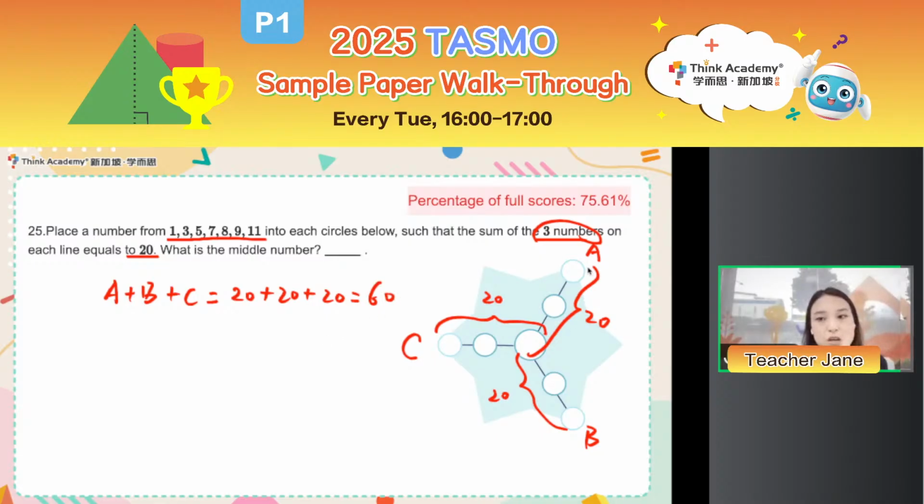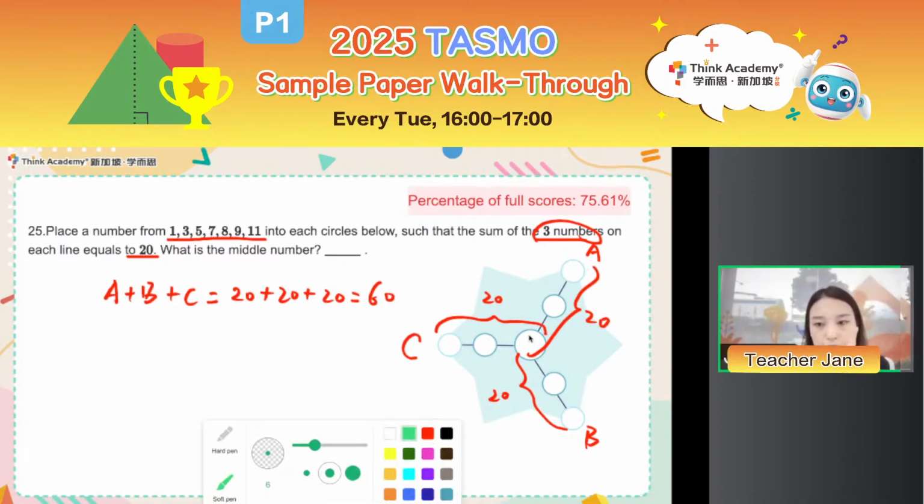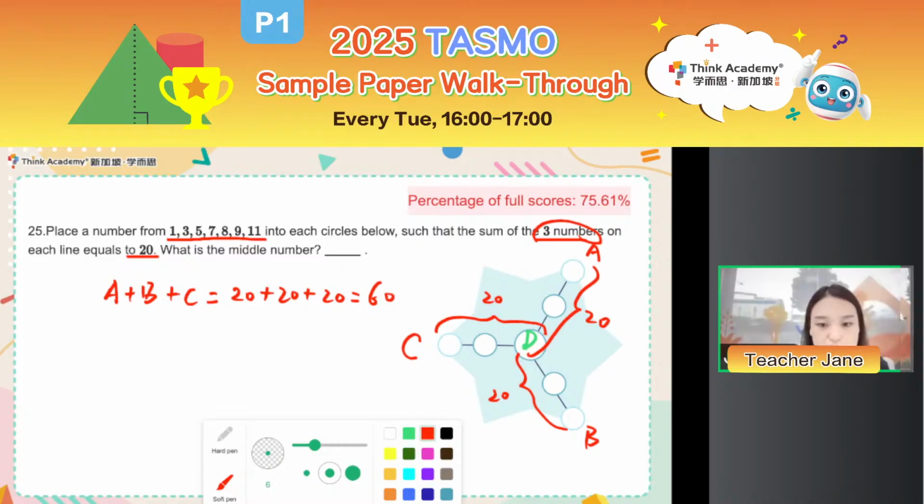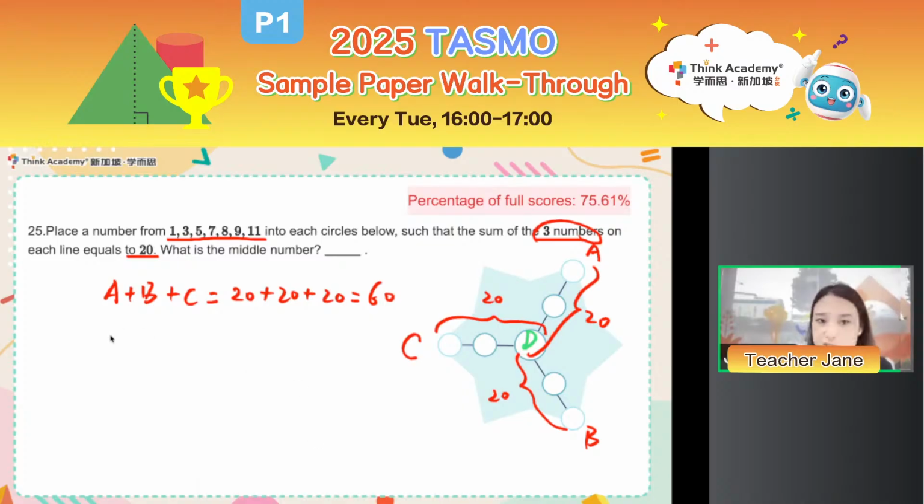But just now, as for the number in the middle, teacher called it the number D. The number D, we counted three times, right? So this time we can see, if there's no repetition, the real sum will be 1 plus 3 plus 5 plus 7 plus 8 plus 9 plus 11. Let me tell you here, the answer is 44.